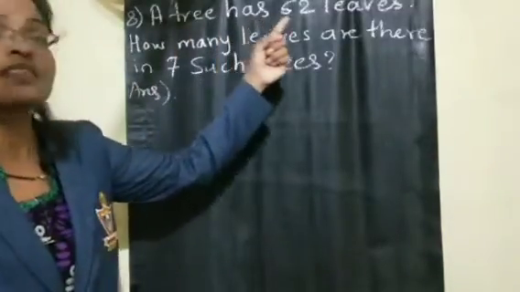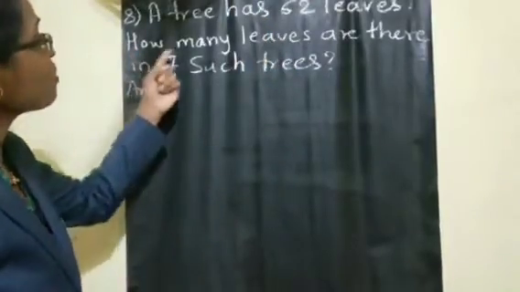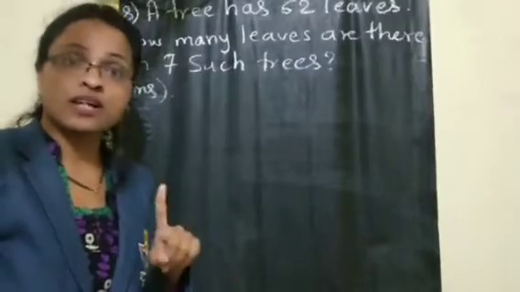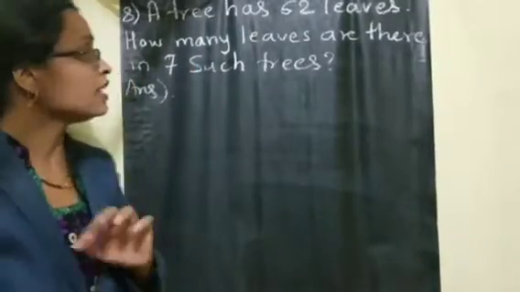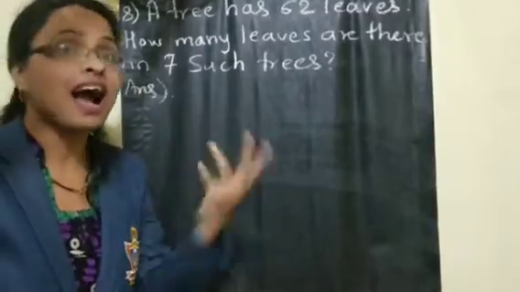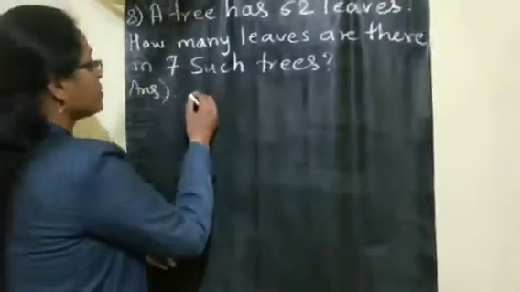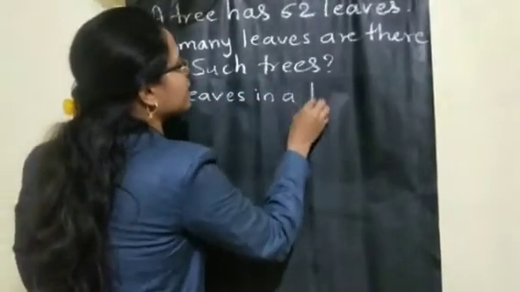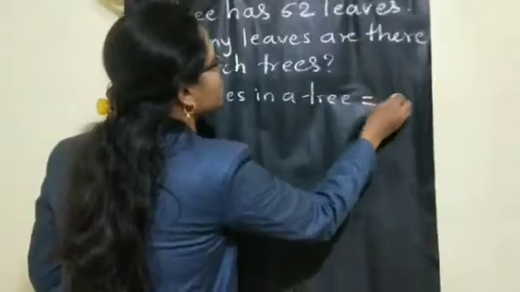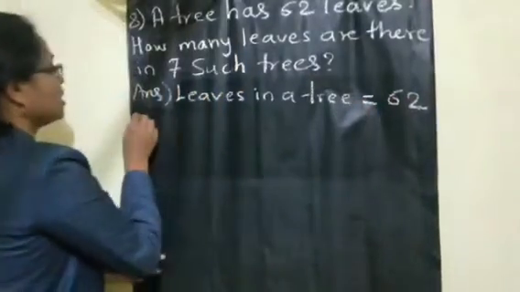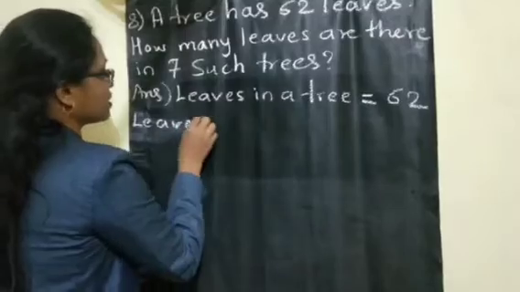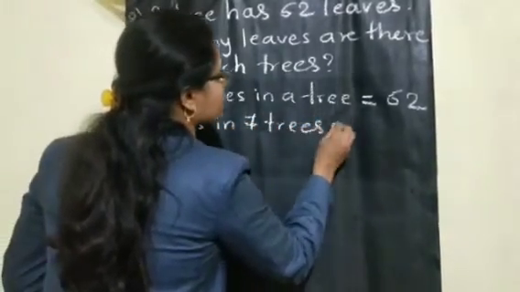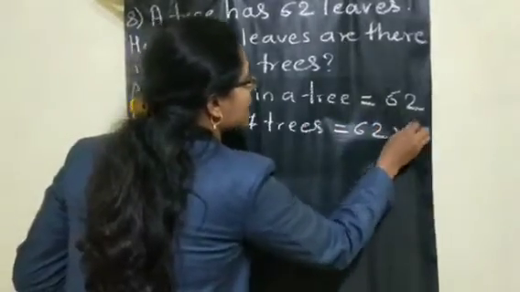Okay, according to the question, you have to write the given part. A tree has 62 leaves. How many leaves are there in 7 such trees? Means one tree has 62 leaves. Like that, 7 trees have how many leaves? So, leaves in a tree is equal to 62. Leaves in 7 trees is equal to 62 multiplied by 7.